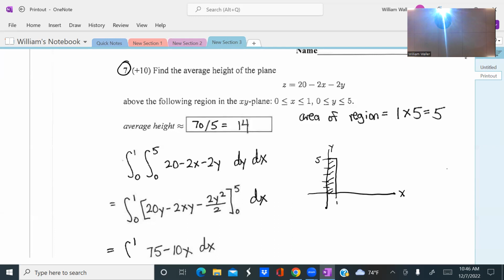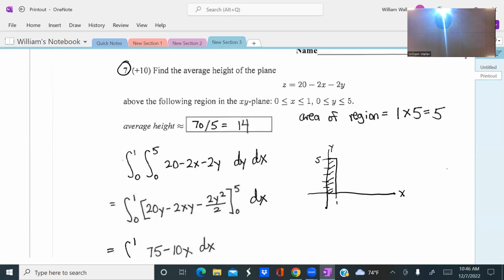So when we compute the double integral at the end, we have to remember to divide by 5. That's what most people forgot to do. They calculated the double integral correctly, which is good, got 70, but then they forgot to divide by 5. So there is the double integral. I went with, in this order, dy dx. There's the formula for my surface, because we have z equals, so I don't have to solve for z.